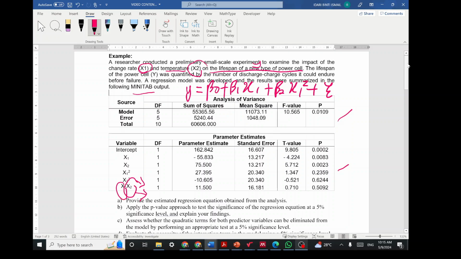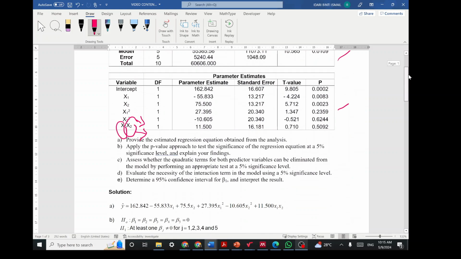Alright, so let's go to the question. The first question is to provide the estimated regression equation obtained from the analysis. This is actually simple. It's like the multiple linear regression or simple linear regression that we have learned previously. You can answer this question based on this table. So y hat, this is the constant or intercept value. Here is the regression coefficient for the first predictor, because of the minus, you have minus here. You just copy from the table 75.5 x2. And here is the quadratic effect for the first predictor. And then this is the interaction effect.